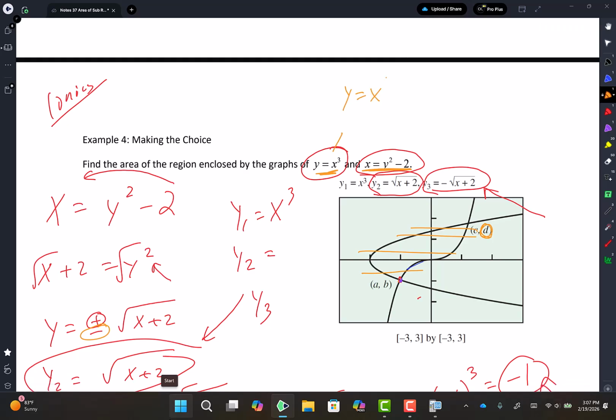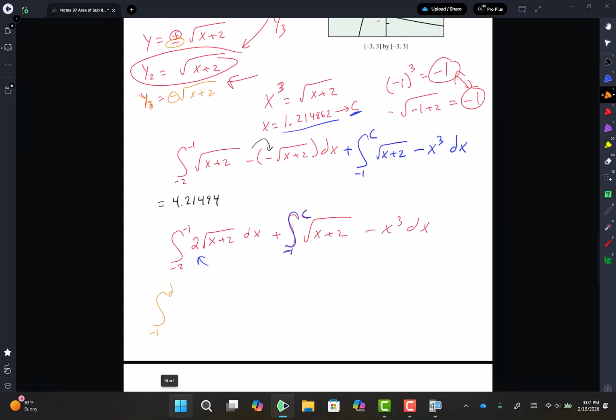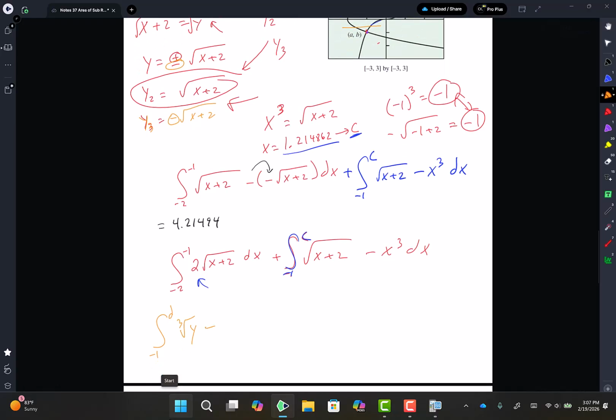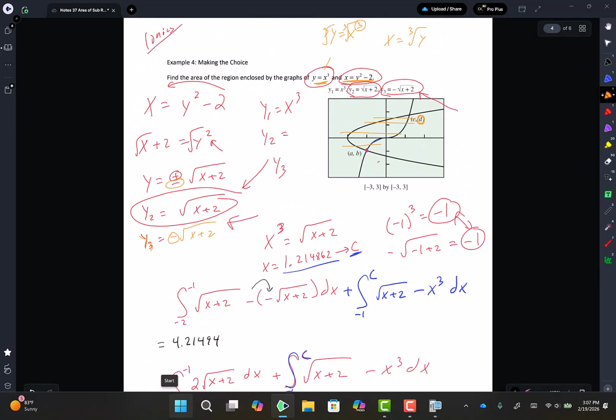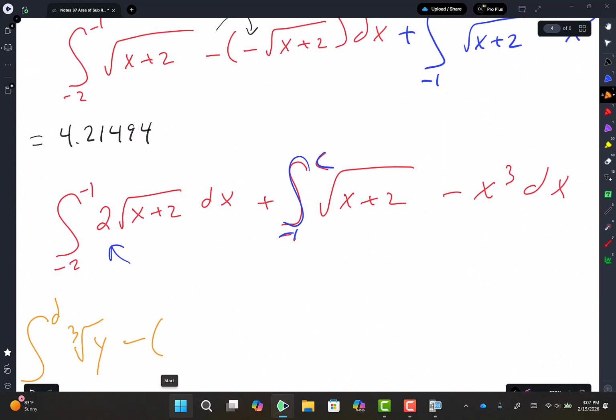Y equals x cubed. How do I get rid of that third power? Cube root it. X equals the cube root of y. Do you guys see what we just did? Okay, so here we go. I'm going to zoom out. The cube root of y, because that's what's on top, minus parenthesis, and then the parabola, they have it right here. X equals y squared minus 2, minus y squared minus 2, dy.